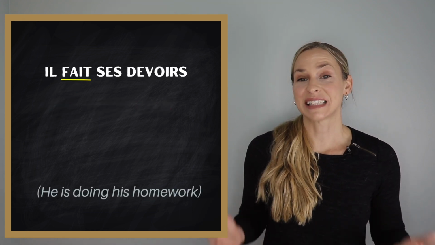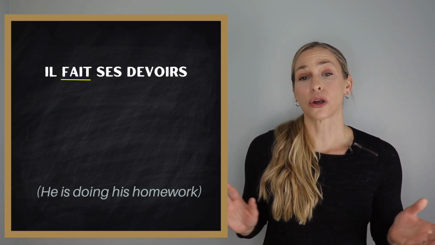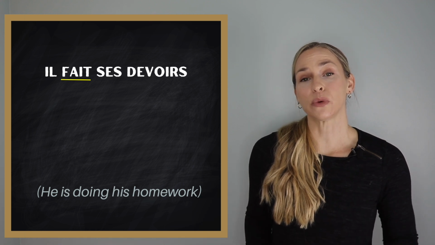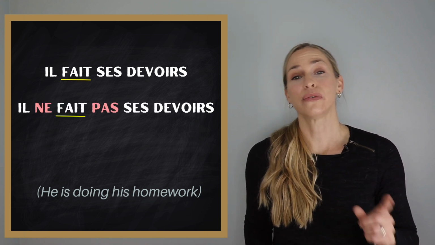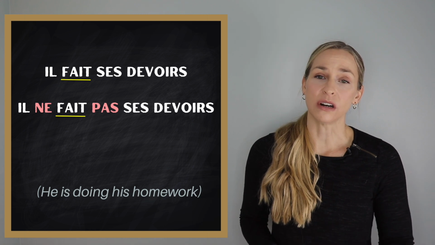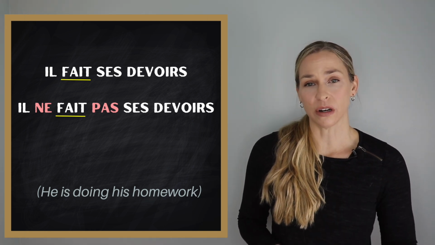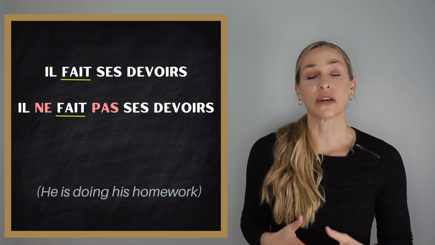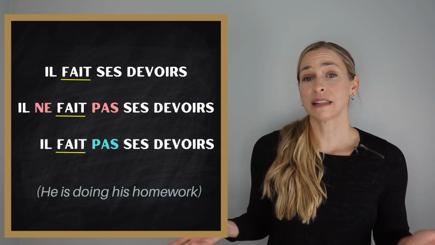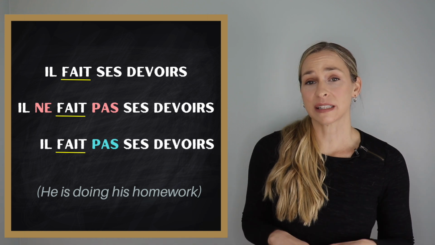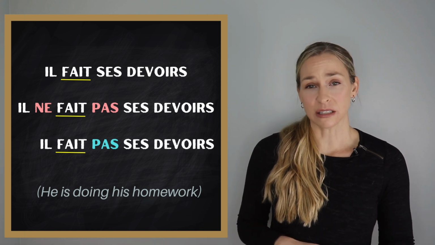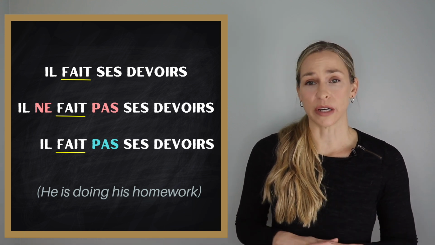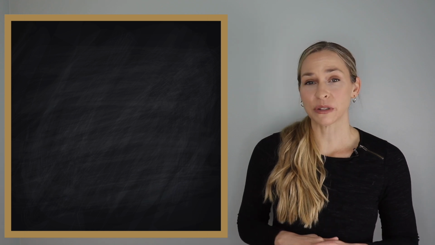Il fait ses devoirs. The correct way to do a negative sentence here would be il ne fait pas ses devoirs. Il ne fait pas ses devoirs. But in spoken French, we're simply going to cut out the ne, and it's going to sound like il fait pas ses devoirs. Il fait pas ses devoirs. We just cut the ne out. Let's look at one more example.